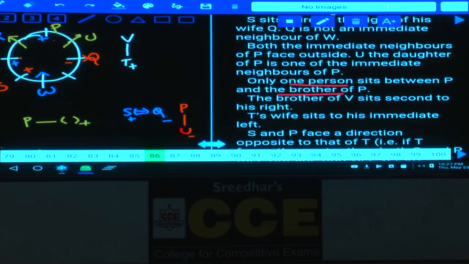Now this Q is a female, and that means either Q or T is the brother of P, out of which Q cannot be the brother, Q is a female. And so who is the brother of P? T is the brother. As the brother of P is T, hence P must be at this place. Are you following this one or not? Because only one person sits between P and the brother of P.